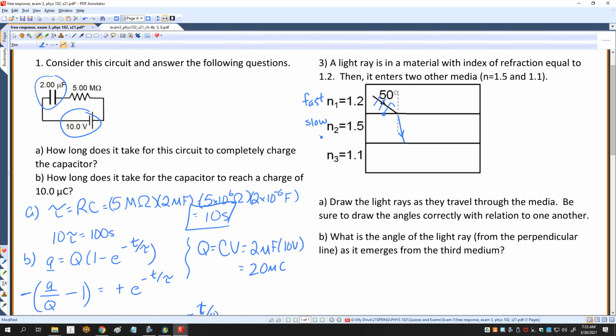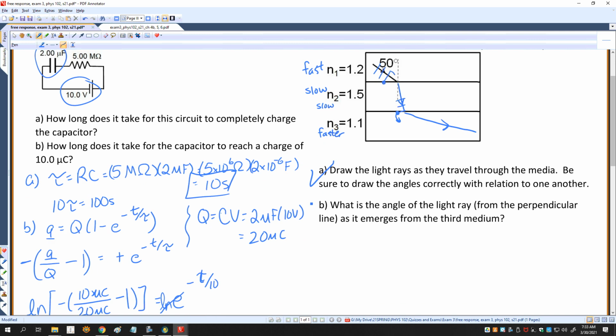And here is traveling slow and then faster, right here. So if I think of my wave fronts coming here, they're going to speed up at this side, and they're going to bend away from the normal. So those are the light rays that I want to see, bending towards the normal and then bending away from the normal. That's A. And then what is the angle of the light ray from the perpendicular line as it emerges from the third medium?